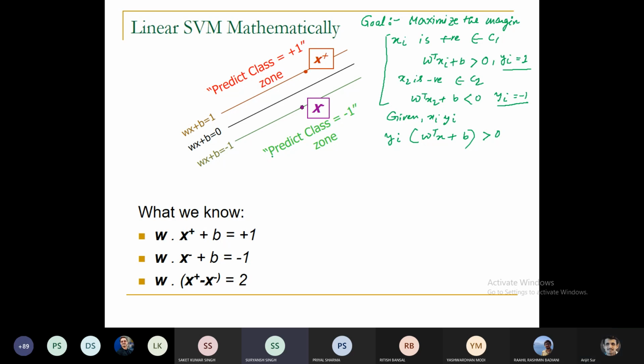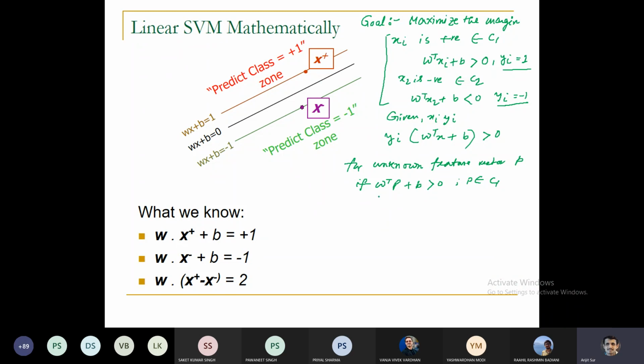Now this is the case, and for an unknown, that is the query point, unknown feature vector, let's say p, if w transpose p plus b is greater than 0, then p belongs to c1, or you can say p will be in c1, and if it is less than 0, p belongs to c2. So that is the setup.